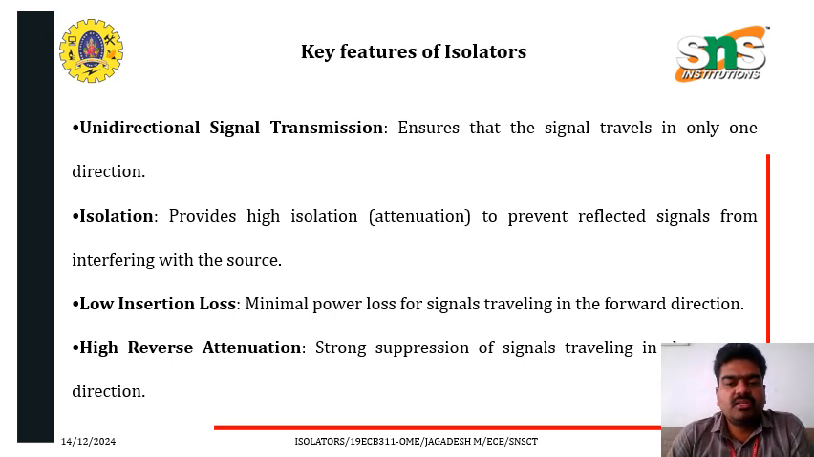Then, key features of isolator. Some of the key features are mentioned here. The first is unidirectional signal transmission, which ensures that the signal travels in only one direction. Then isolation: it provides high isolation, that is, attenuation to prevent reflected signals from interfering with the source. Next, low insertion loss, that is, minimal power loss for signals traveling in the forward direction. Then high reverse attenuation: strong suppression of signals traveling in the reverse direction. So these are some of the features.